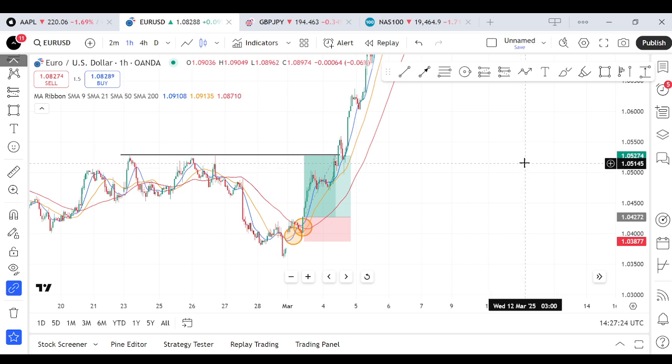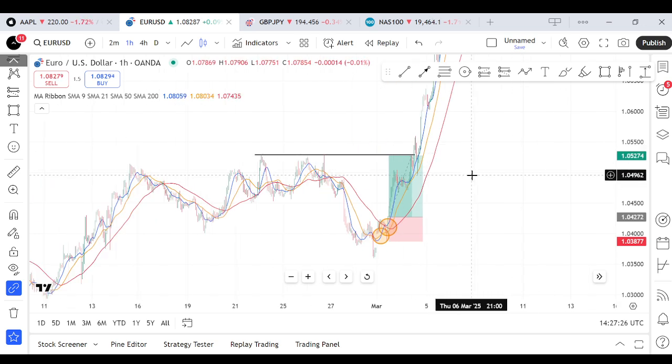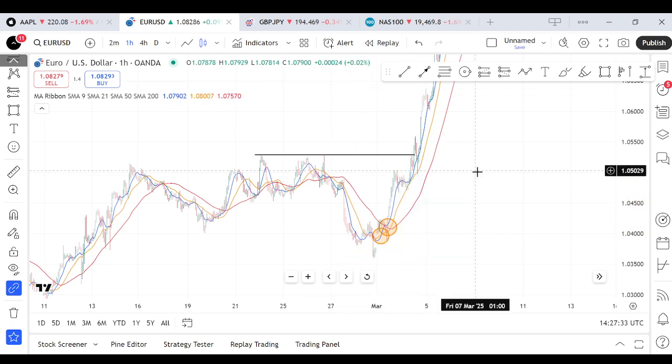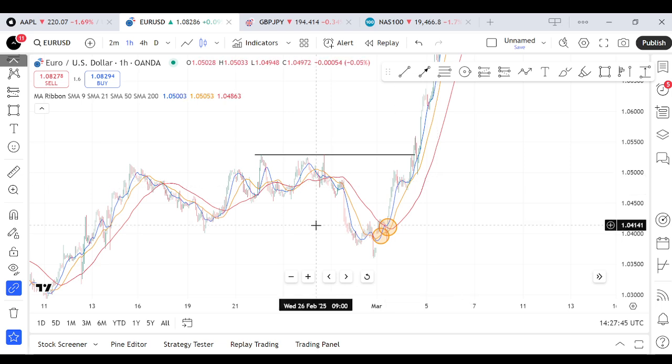So on to the next strategy, which is the EMA bounce strategy. This strategy is another very simple strategy which you can use to capture price movements. This approach capitalizes on the EMA's ability to act as a dynamic support and resistance level. So you begin by identifying the overall trend using a 200 period EMA.